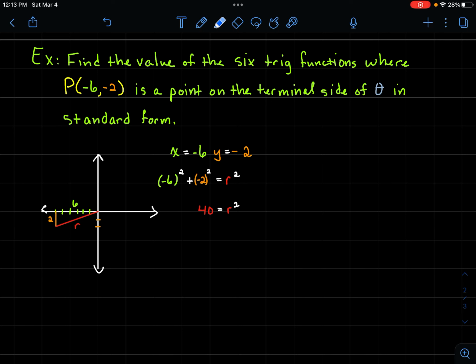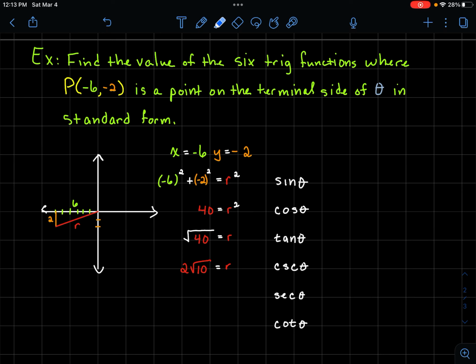Simplifying, -6 squared and -2 squared will add up to give us 40. And when we square root both sides, this time 40 is not a perfect square. So we need to figure out what is the largest perfect square that would go into 40. That happens to be 4. And the square root of 4 is 2. 4 times what will give us 40? That's 10. 10 is not perfect, so the simplified radical for the square root of 40 is 2 square root of 10. Now we have our r value, we have the x value, and we have the y value.